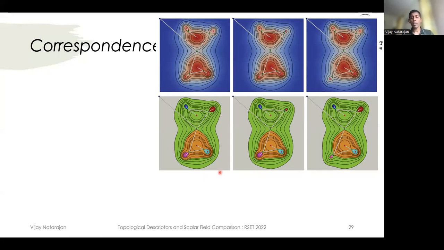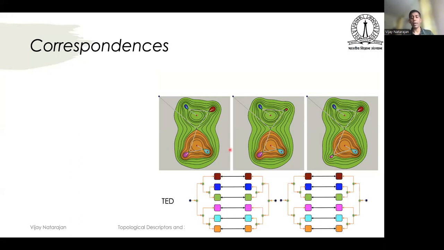Let's look at the correspondences between the two pairs, the left and middle, and then the middle and the right. Using the tree edit distance, we actually get the correspondences. So the color of the nodes here indicates the color of the mountain in these figures, right? So the brown, for example, corresponds to this mountain, and we see that it is determined as corresponding to the brown in the middle scalar function.